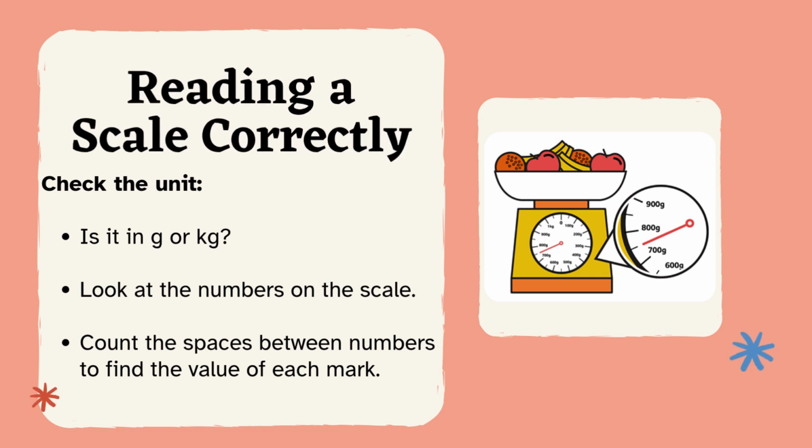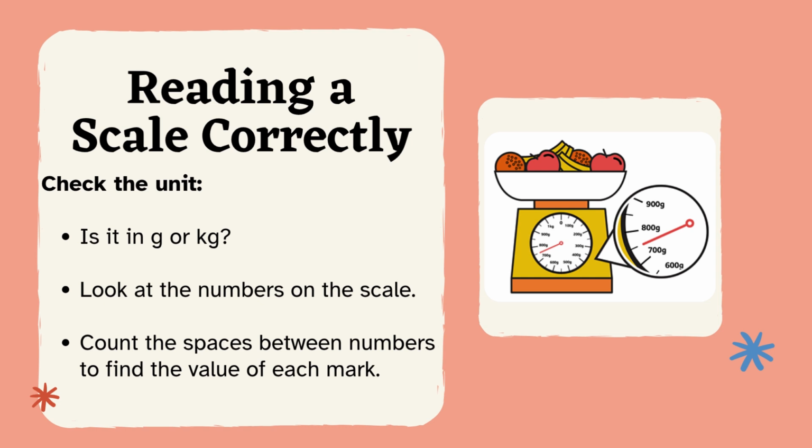To read a scale correctly, we should always check if the scale is in grams or kilograms. Look at the numbers. Does it go up in ones, twos, fives, or tens? Count the little lines in between to find out how much each line is. As you can see here, remember I said check what the scale counts. Is it ones, twos, fives, or tens? Now in this one, if you look at the picture on your right, they count in hundreds. So it's 600 grams, 700 grams, 800 grams, and 900 grams if you zoom in.